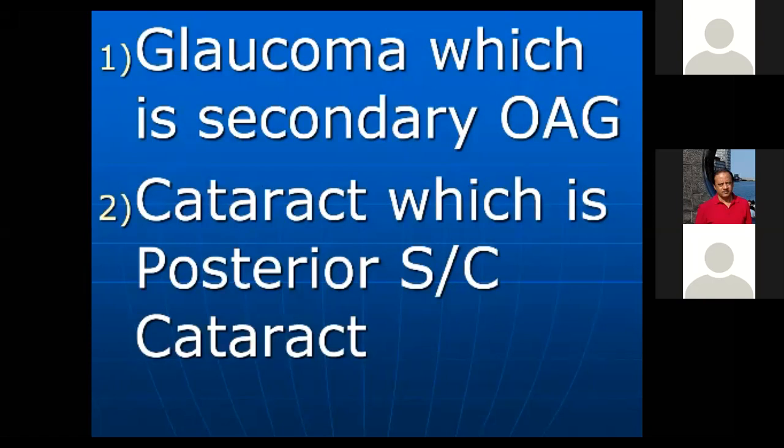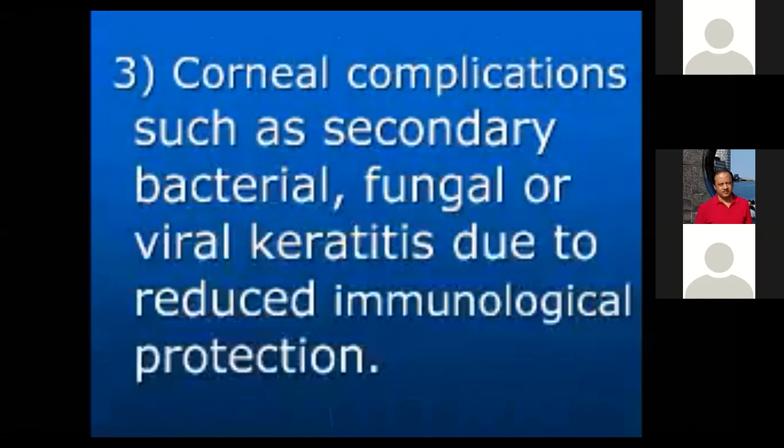That is, the lens opacity is situated at the posterior subcapsular area. So glaucoma is number 1, cataract is 2, and number 3 are corneal complications. And these corneal complications are due to reduced immunological protection of steroids. These corneal complications are secondary bacterial infection or fungal infection or viral keratitis. And they are due to reduced immunological protection by the steroids. So these were the three important complications of steroids.